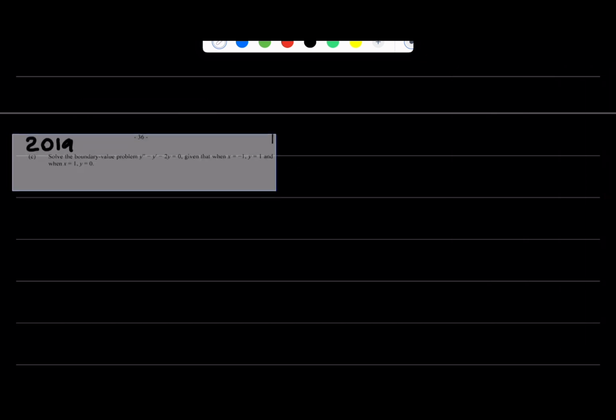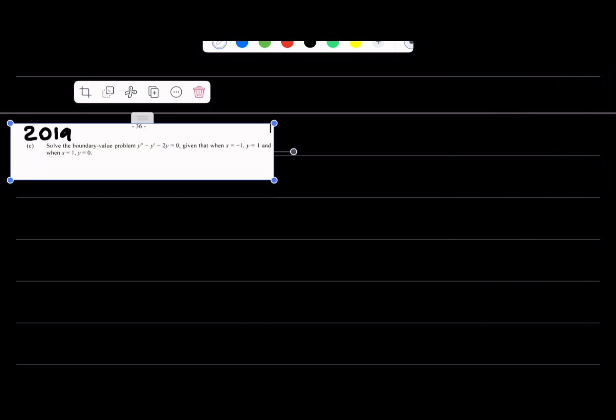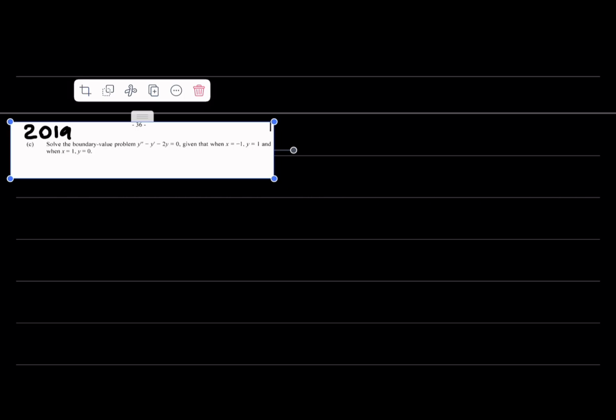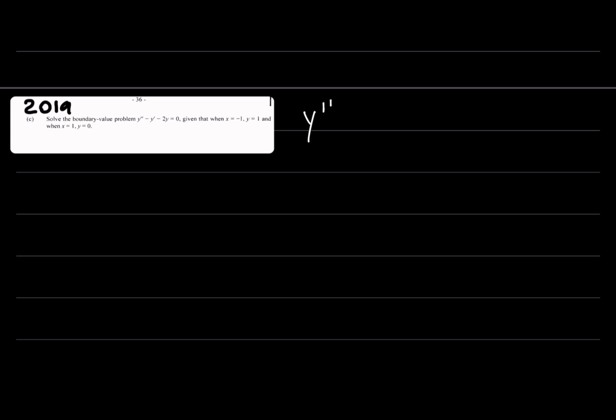So this one says solve the boundary value problem y prime prime minus y prime minus 2y equals 0. And they give us some values of x and y. So let's quickly start doing that now. They told us that y prime prime minus y prime minus 2y equals 0. Well, that simply means that we can find our auxiliary quadratic equation, because the right side is 0, so it is a homogeneous differential equation.